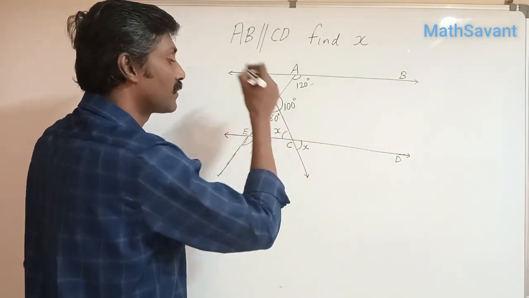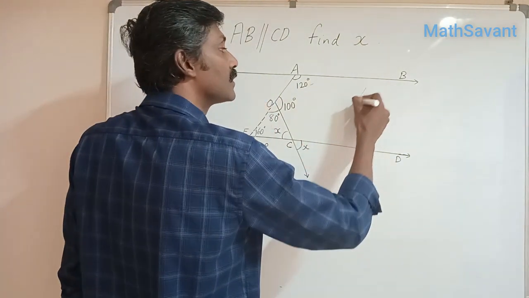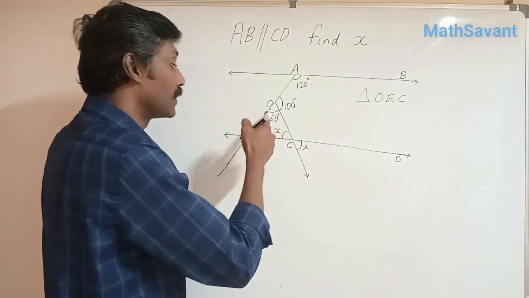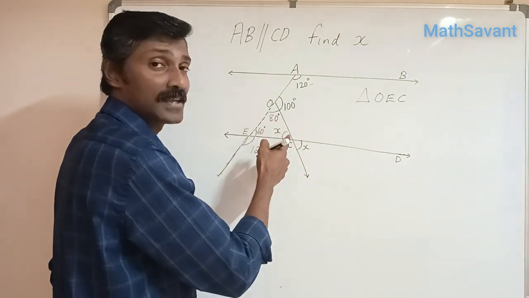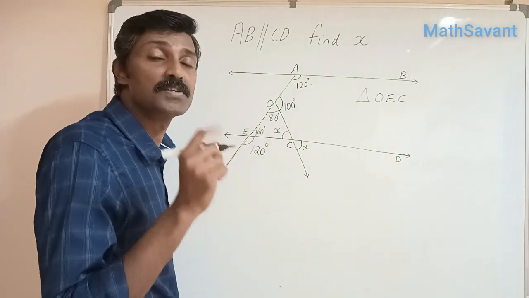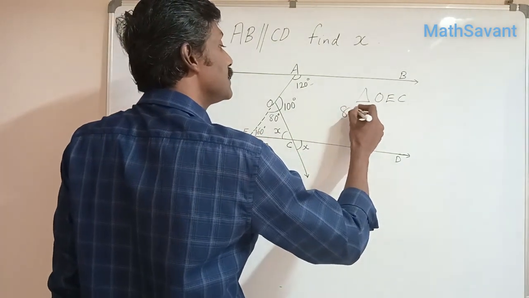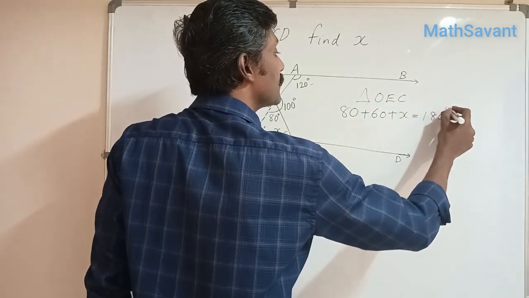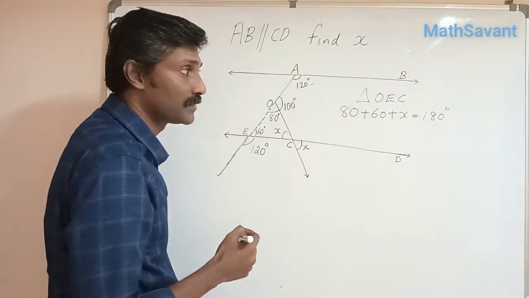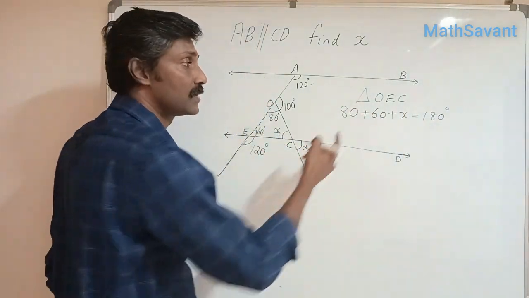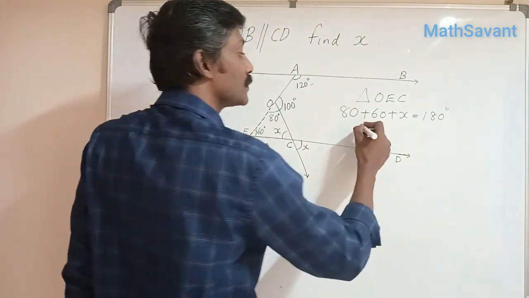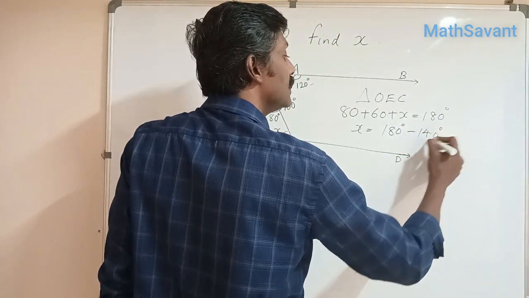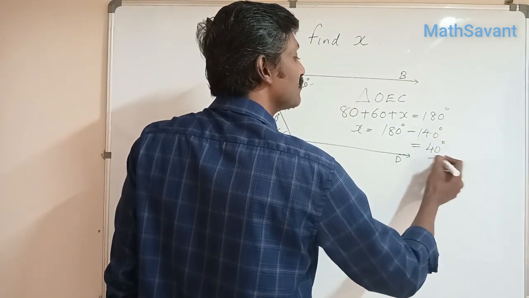So in this particular triangle OEC, what we see is one angle is 80, one angle is 60 degree, and the third angle is X. And we know that the sum of all the angles of a triangle is 180. So we can write 80 plus 60 plus X is equal to 180 degree. Now 80 plus 60 is 140. So obviously X has to be 40 because 140 plus 40 is 180 degree, right? So X is nothing but 180 degree minus 140 degree, that is 40 degree.